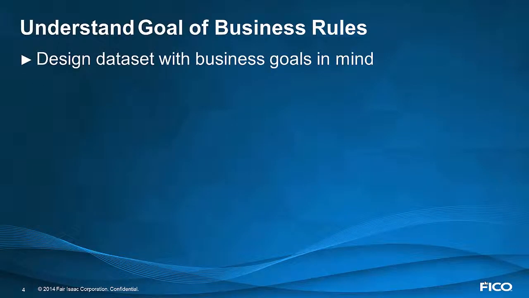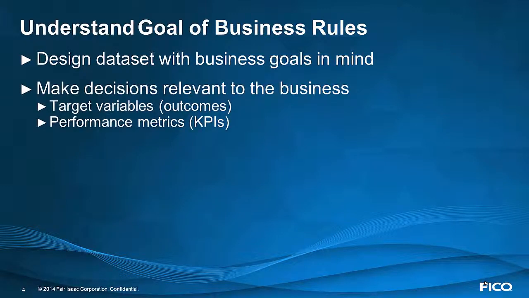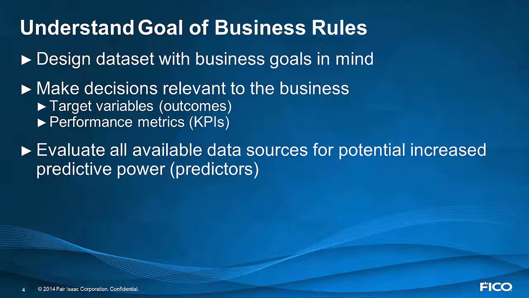You'll want to design a data set with the business goals in mind, so it's important to know what those are up front. Those goals will be incorporated into variables on the data set. So for example, it might be a target variable or outcome that you're using to actually segment the population, or it may just be a performance metric, a KPI, key performance indicator, that you want to use to measure the results. In addition to performance outcomes, you'll want to understand what are the available data sources that you might use at the time of decision.